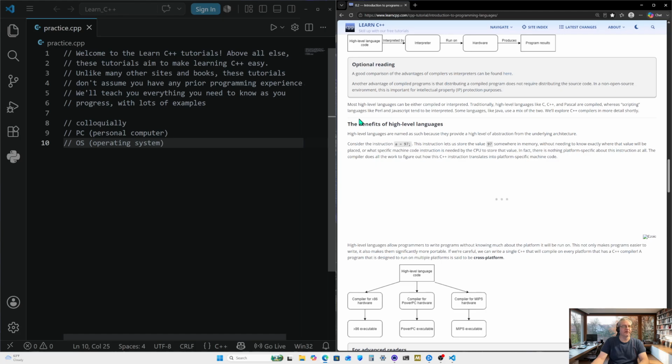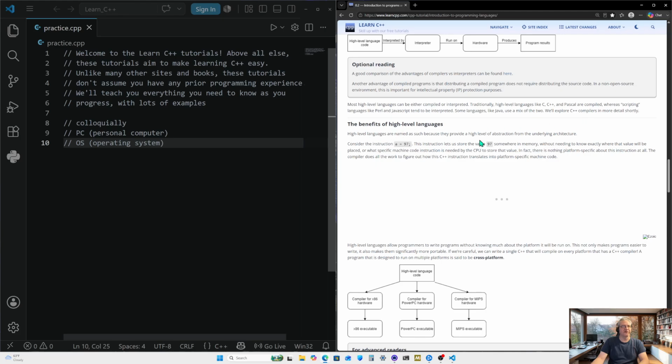Morally, the idea is discovering and understanding that something like that might be possible. Getting the details down will have to come later. Most high-level languages can be either compiled or interpreted. Traditionally, high-level languages like C and C++ are compiled, whereas scripting languages like Perl and JavaScript tend to be interpreted. Some languages like Java use a mix of the two. We'll explore C++ compilers in more detail shortly.